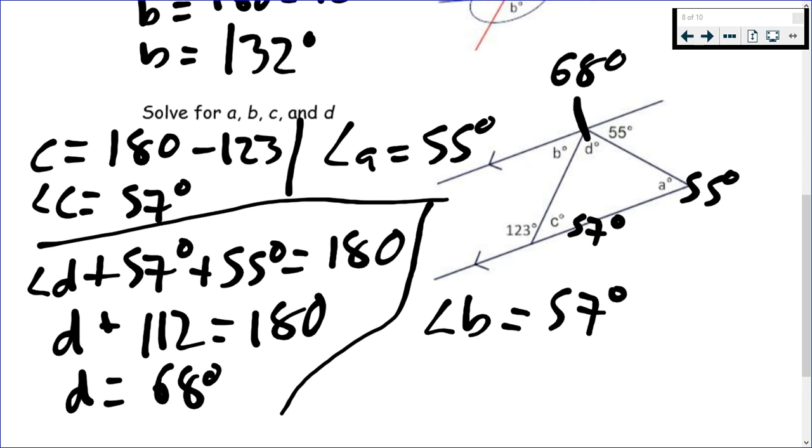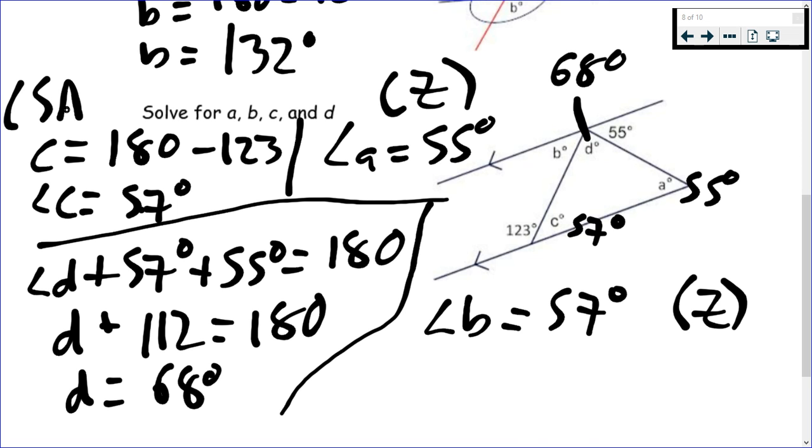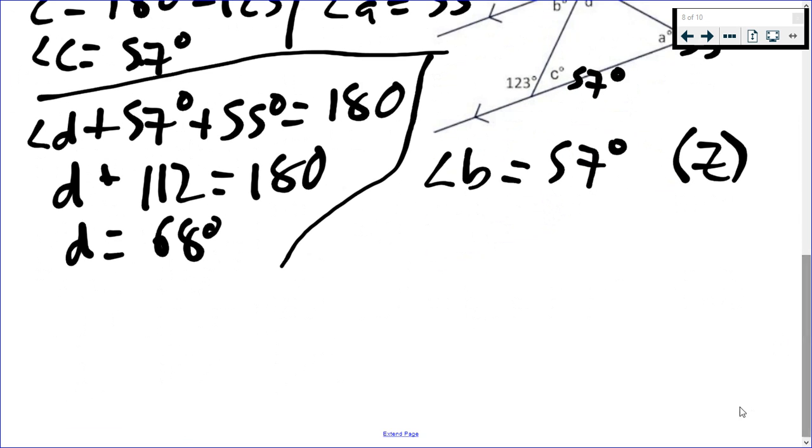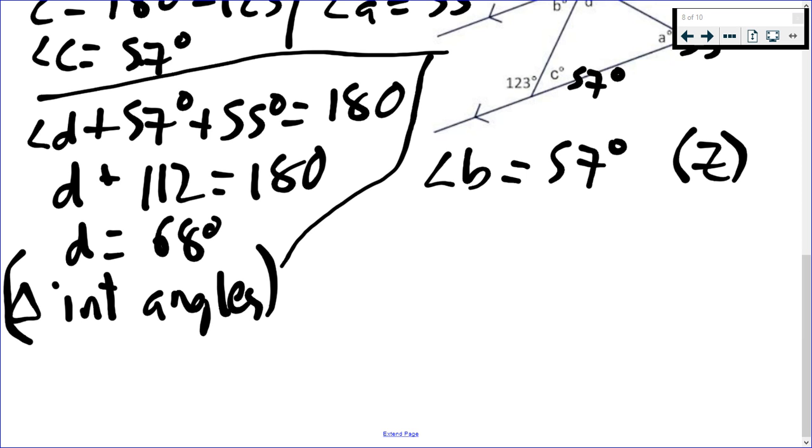Let's label briefly how we found these things. So we use the Z pattern here. To find angle A, we also use the Z pattern. To find angle C, we use supplementary angles, so we can call that SAT, supplementary angle theorem. And at the bottom, we used interior angles, or the triangle interior angles. Just as a reminder of what methods we used to answer this.